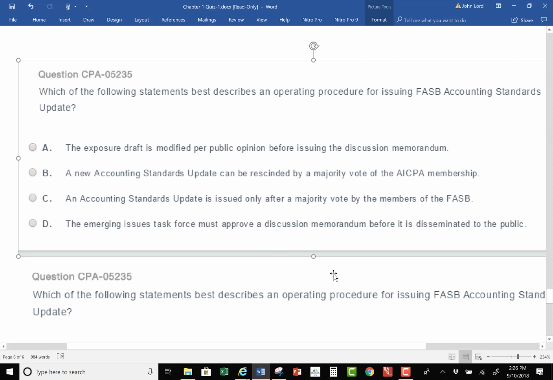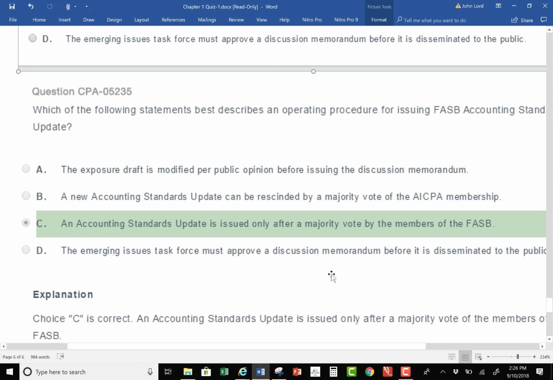Good. C, we have the accounting standards update, and they are what? Updating the codification, and it's after a majority vote by the FASB, 4-3, right?